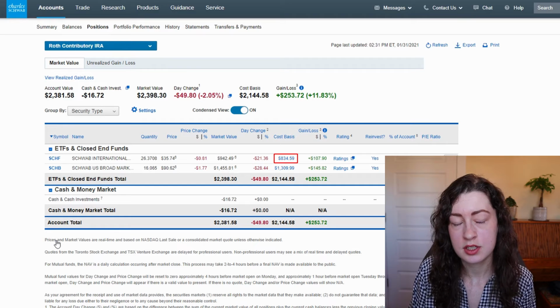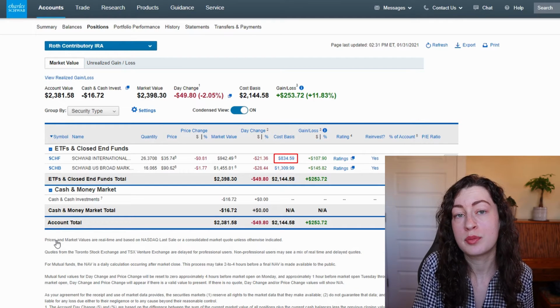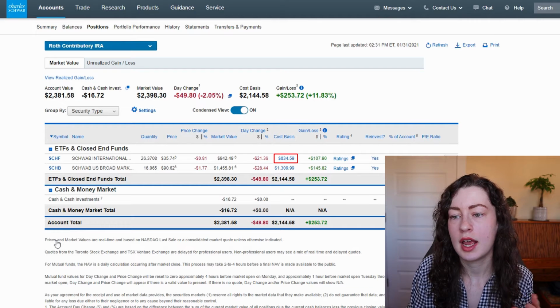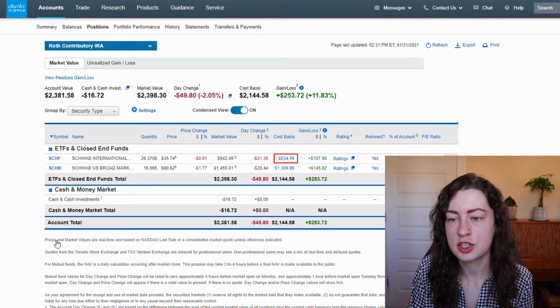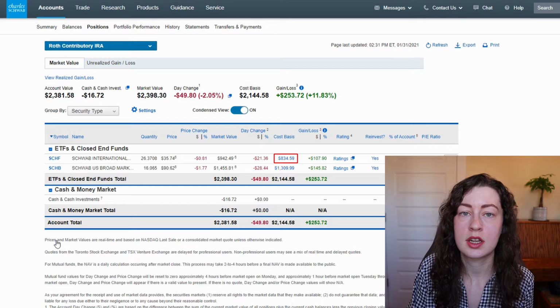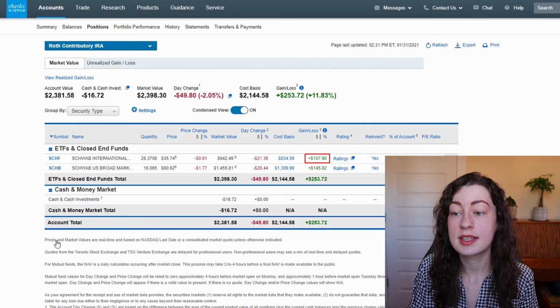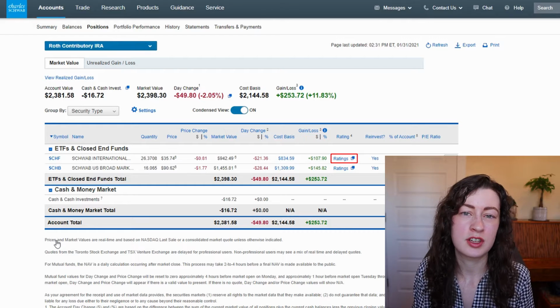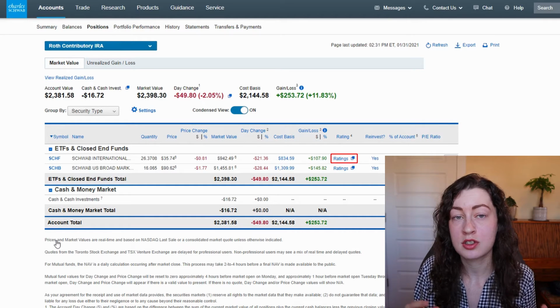And the cost basis, which is how much money you physically used to purchase these shares. So this is saying we spent $834 to purchase these shares. The market value is $942, so that's a gain of $107. Next, we have ratings, which is just like Schwab's way of analyzing the different stocks or securities.